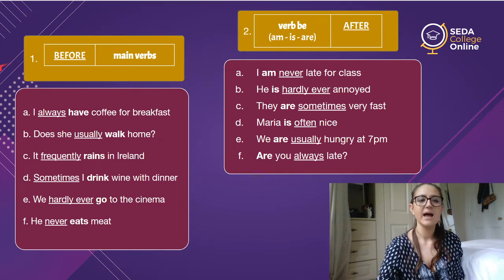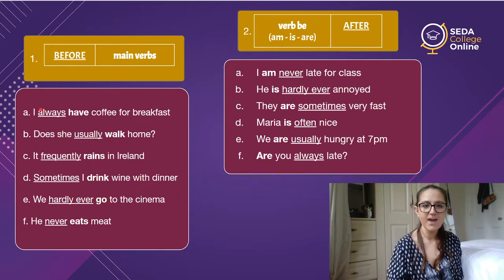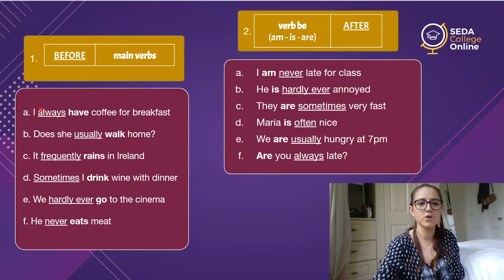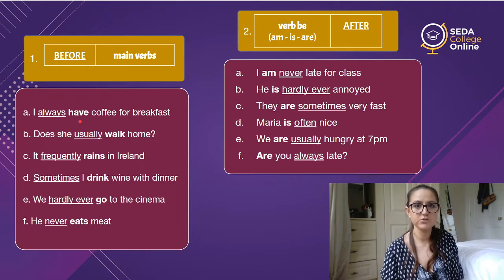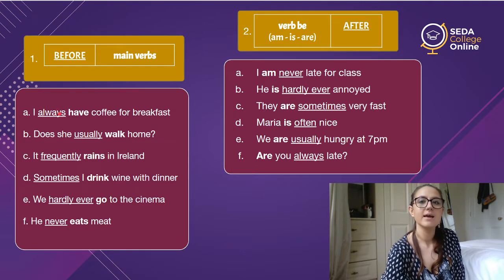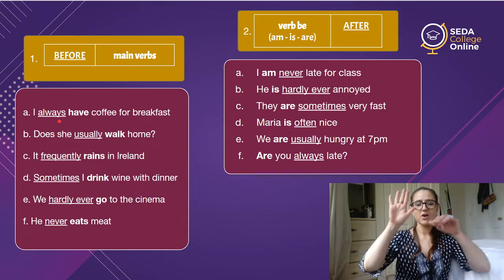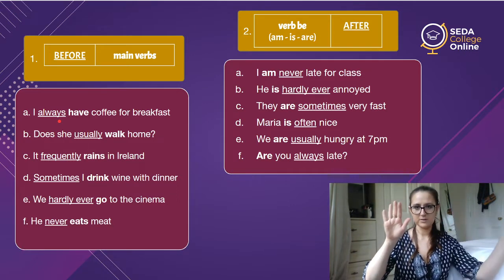For example, I always have coffee for breakfast. So have is our main verb. Have coffee, drink coffee. And always, so always have coffee.